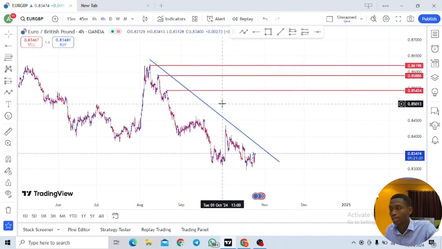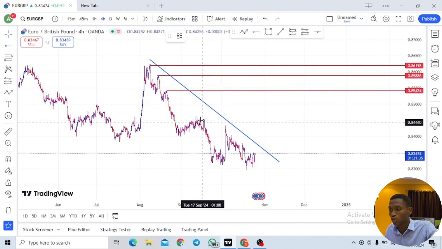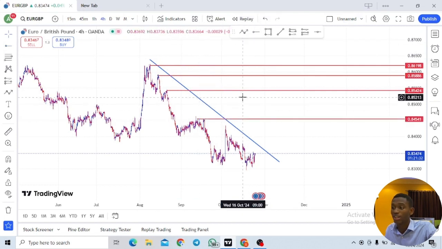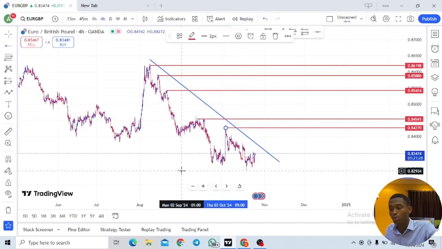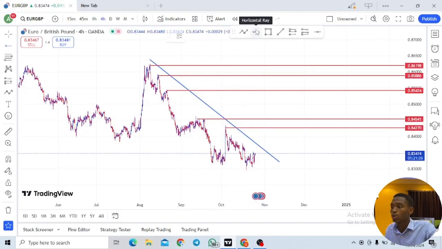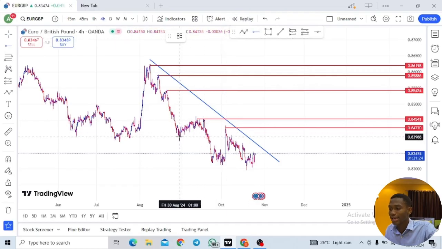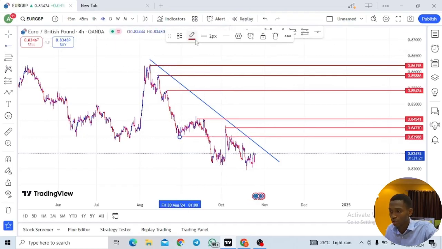Now this is another, and we also have another one here. These are places where we want to go for sells. We don't want to look for buys. We don't try jumping into a buy here. This is a suicide mission.